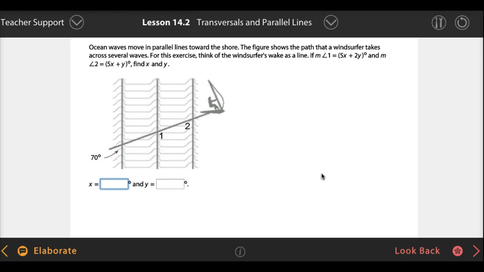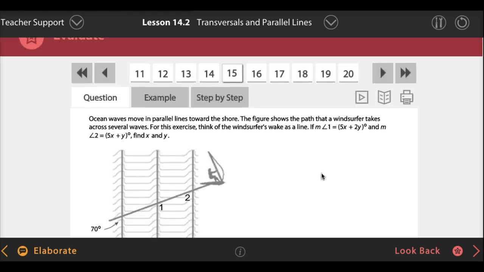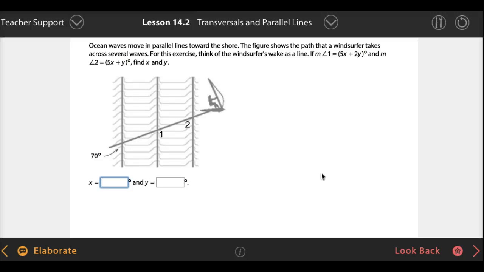This is a really good question, okay? Which number is this? It's 15. I'm taking notes so I can give you similar questions on the test. It says ocean waves move in parallel lines toward the shore. So these are waves. The figure shows the path that a windsurfer takes across several waves. For this exercise, think of the windsurfer's wake as a line.